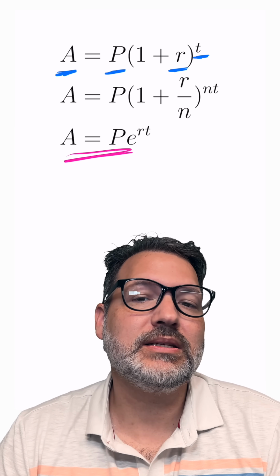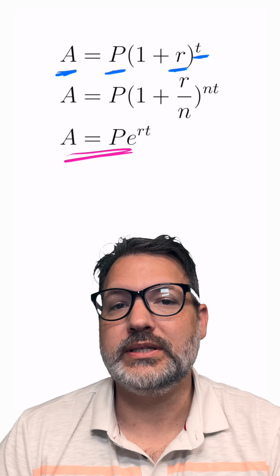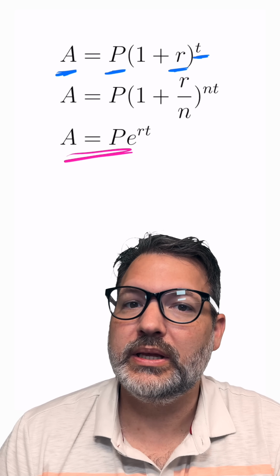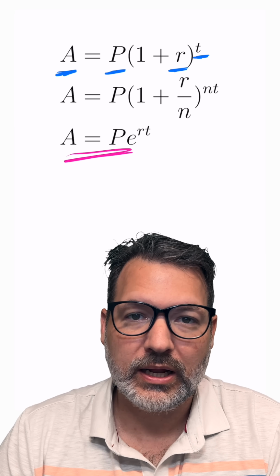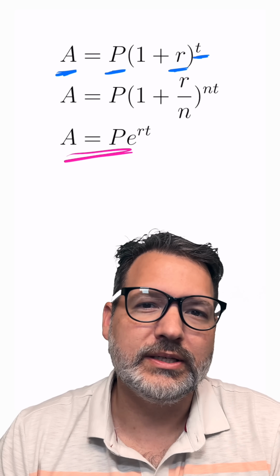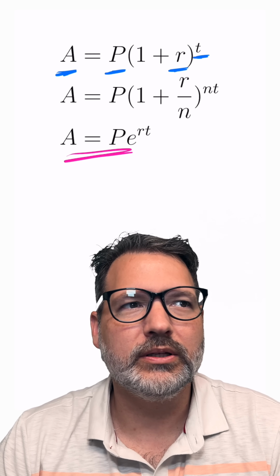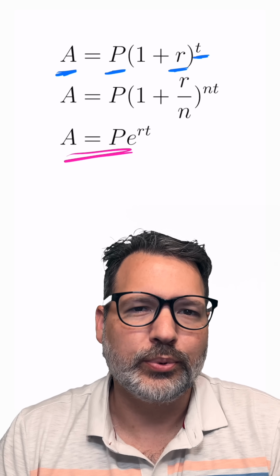P times e to the RT, where A, P, R, and T are all the same things they were before, but e is this special mathematical constant that pops up in all sorts of ways anytime we're doing stuff with exponents and anytime we're doing limiting processes. For the rule of 72, here's what's important to us.